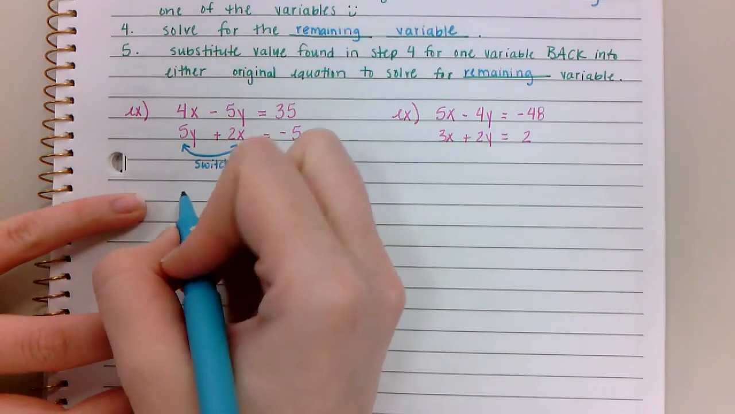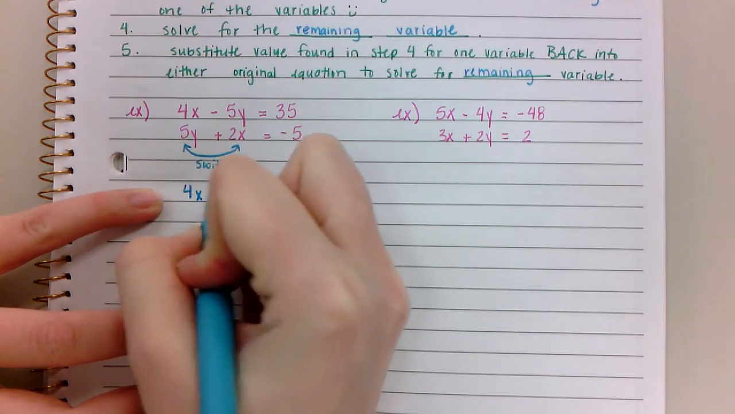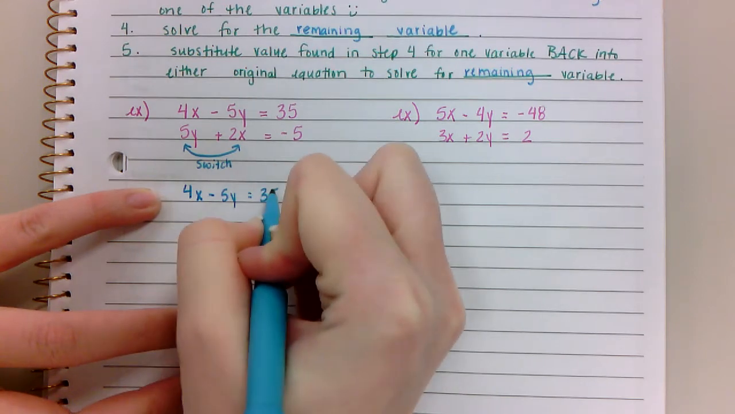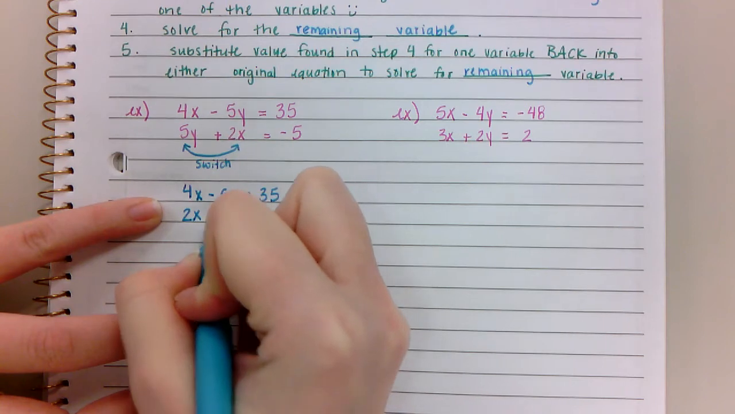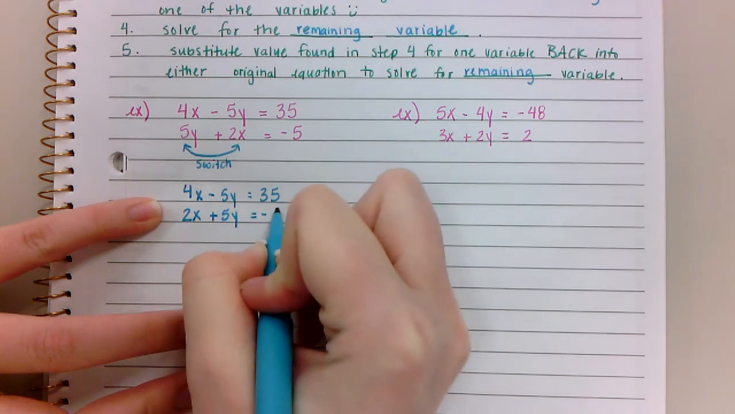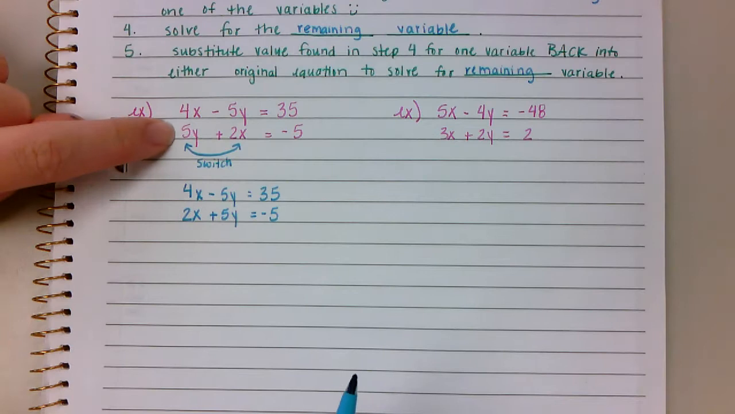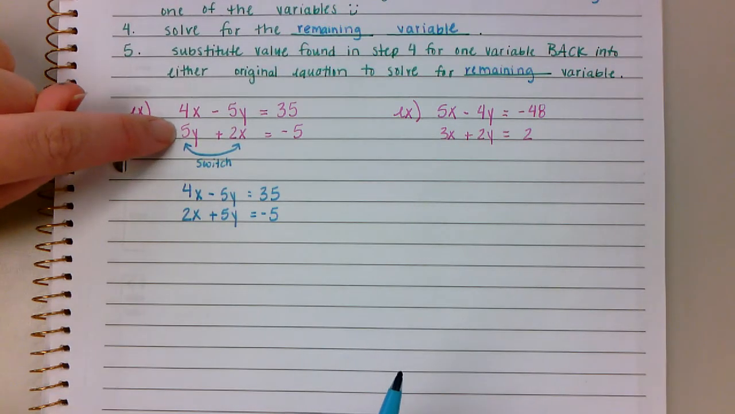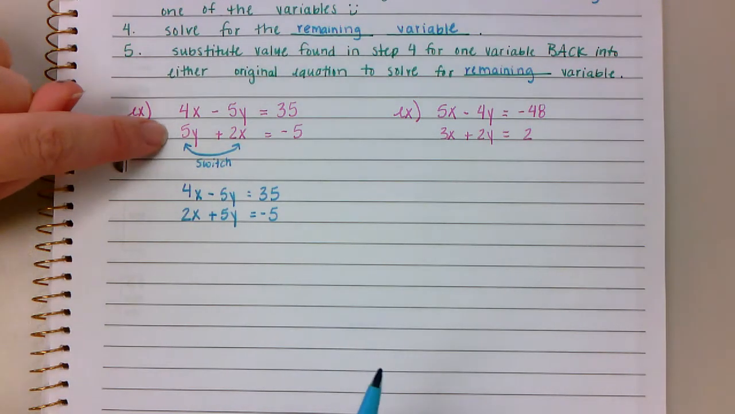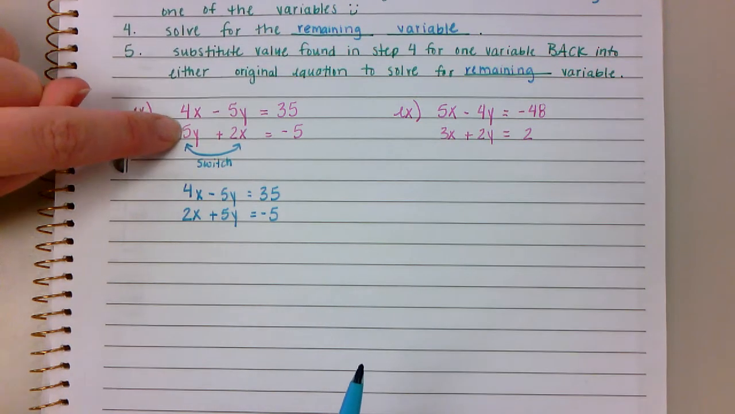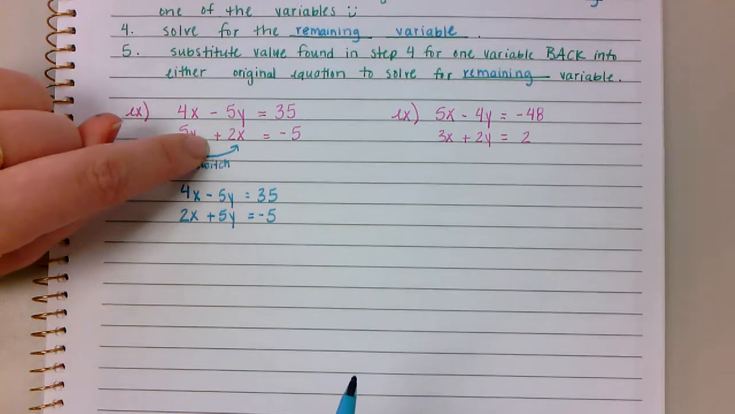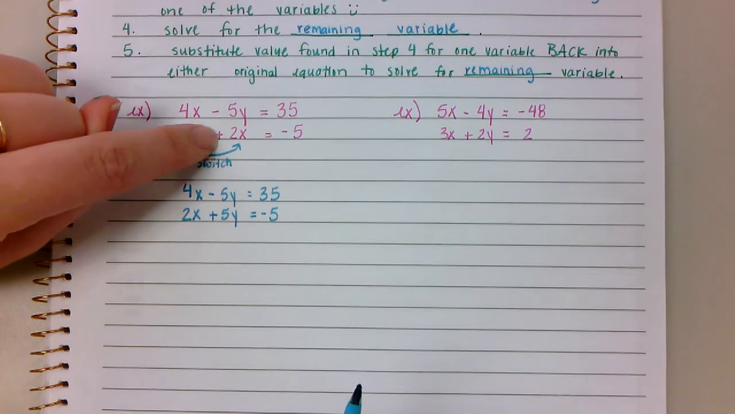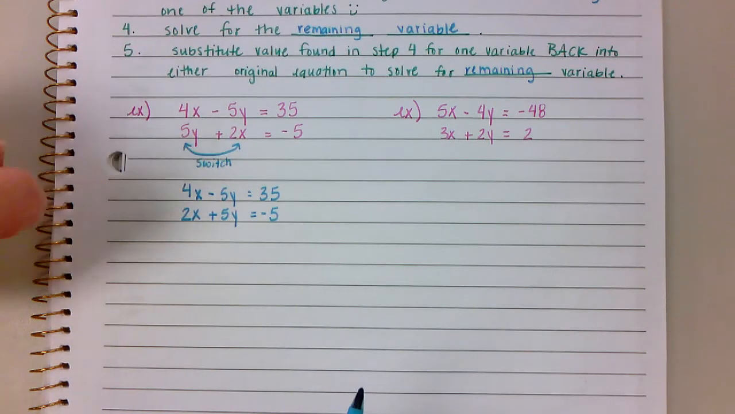So my actual equation will be 4x minus 5y equals 35. And my new equation underneath it, when I switch those, 2x will come first, and then the positive 5y, and then the negative 5. And I know this 5y is positive because there's nothing in front of it. And if the leading coefficient is positive, you won't see a symbol. If it's negative, you'll see a negative sign. So since there's no symbol, I know that it's positive. And I know this 2x is positive because in front of it has a plus symbol. And that symbol always goes with the variable or the term right after it.